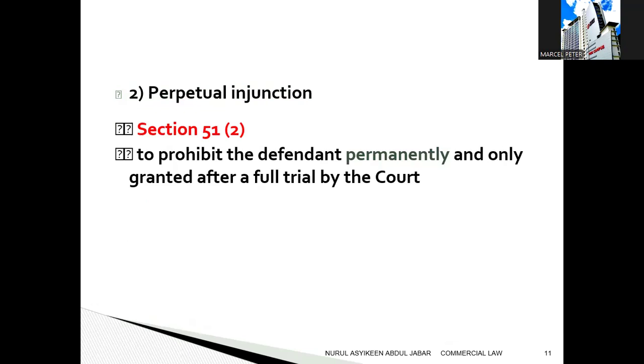The next one is the perpetual injunction, Section 51, subsection 2, SRA 1950. A perpetual injunction is granted after a full trial. It permanently prohibits the defendant from continuing or repeating a wrongful act. Once granted, the defendant is permanently restrained.